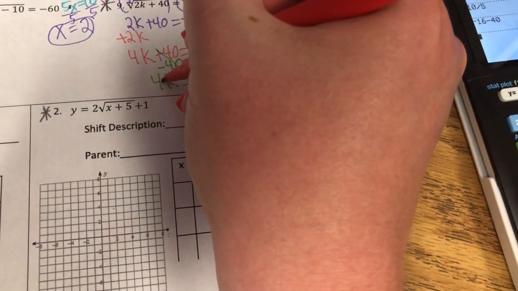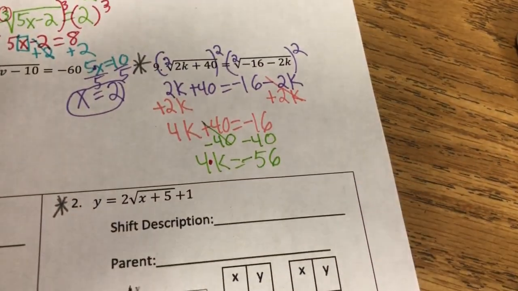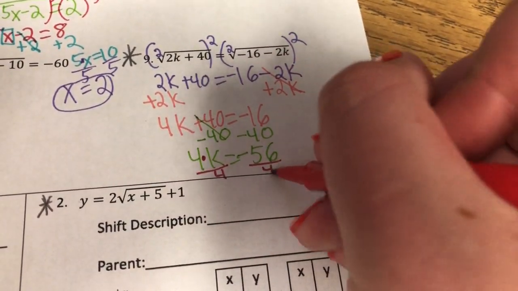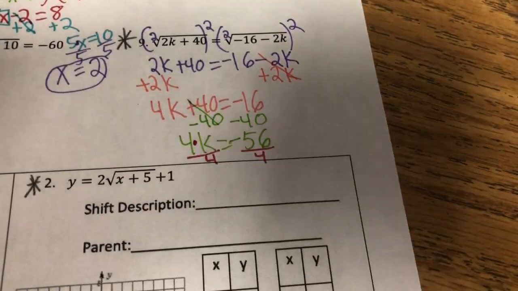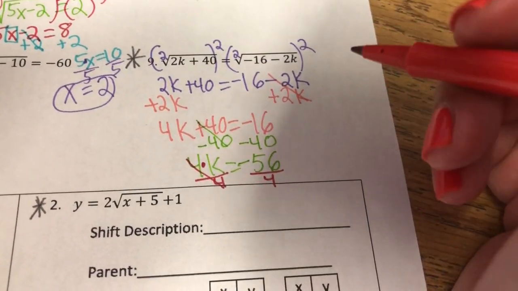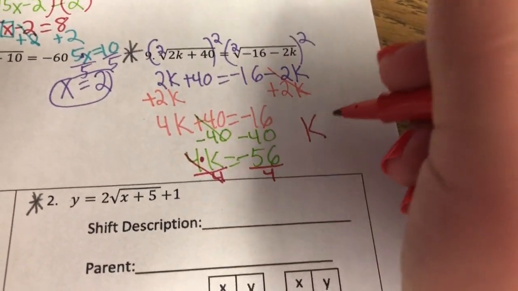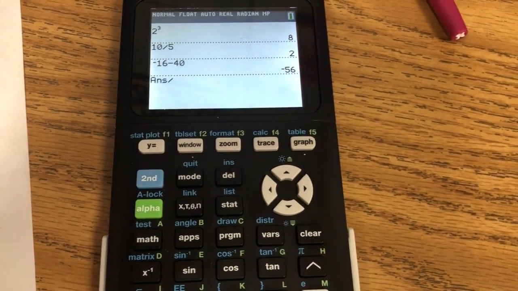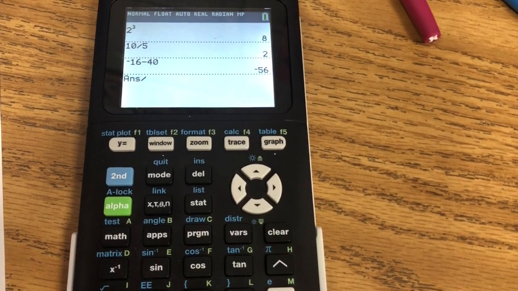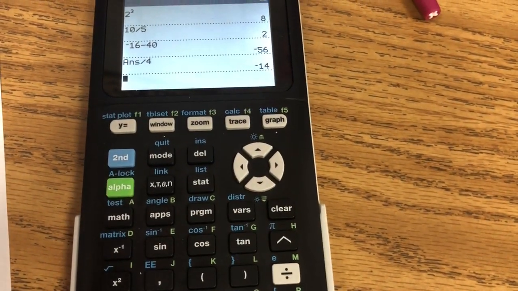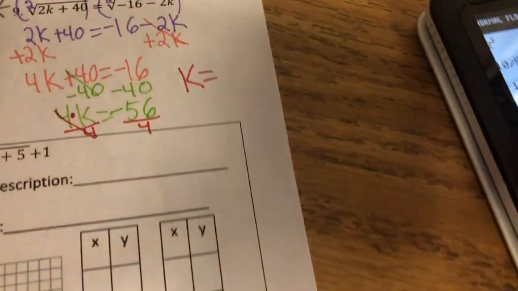There's multiplication in between the 4 and the k, so I'm going to divide by 4. 4 divided by 4 gives me 1. 1 times k is the same thing as just k. Equals, I'm going to go to my calculator, I'm going to just hit divide, and it pulls up that negative 56 from the previous. Divide by 4. So I get negative 14 as my answer.